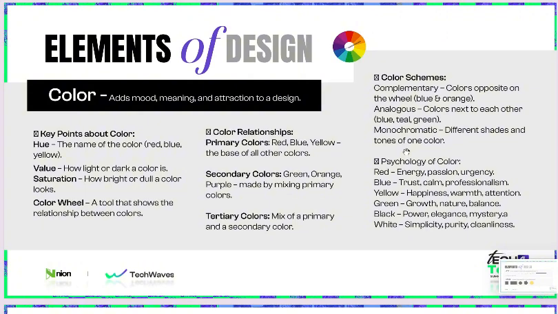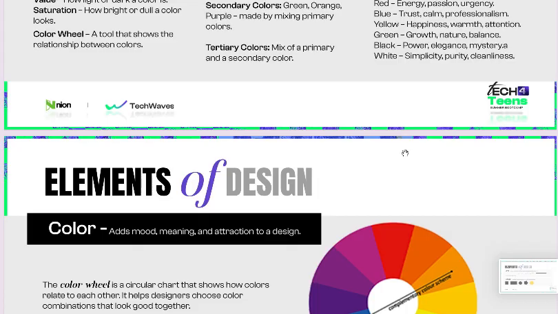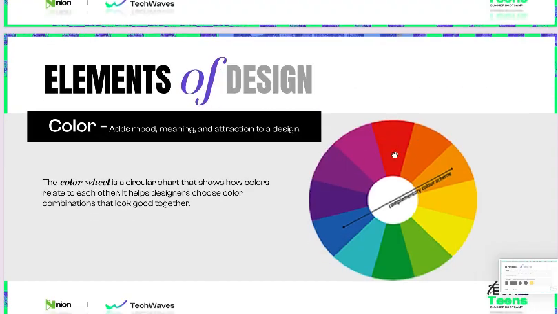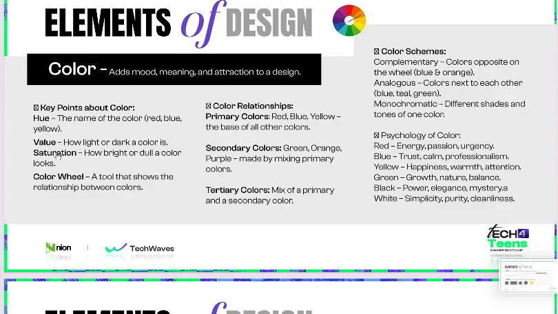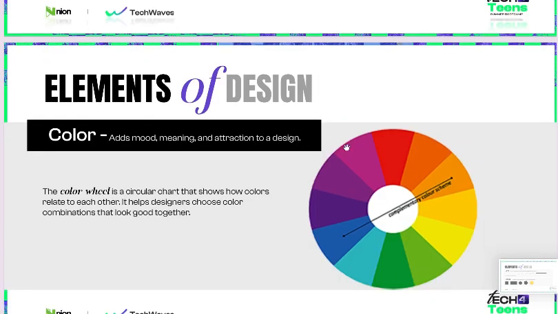We also have the monochromatic color scheme: different shades and tones of one color. What this means is you take one color, and remember we've talked about value, how light or dark a color is. You create different shades of that same color. Within your red you can have a very light red, a very sharp red, you can have hundreds of shades within just one color.